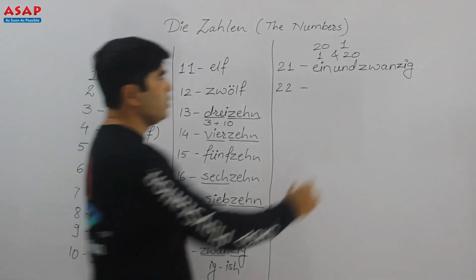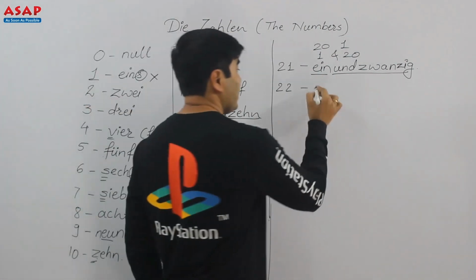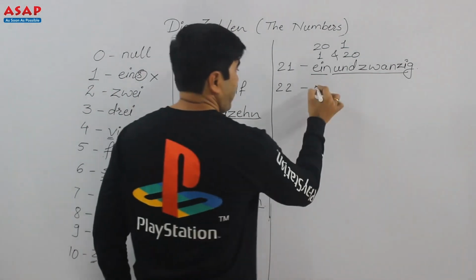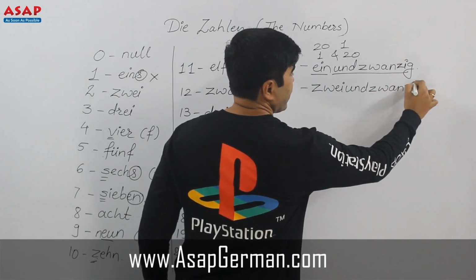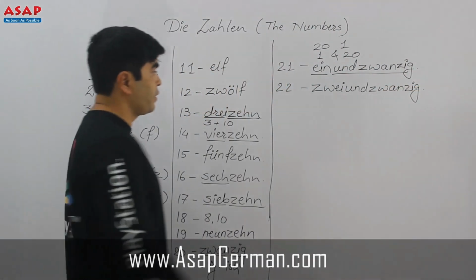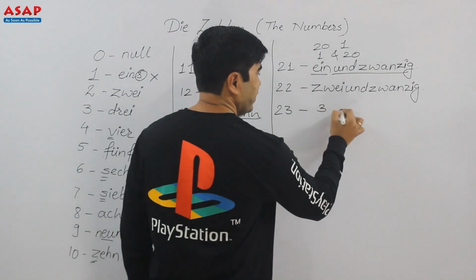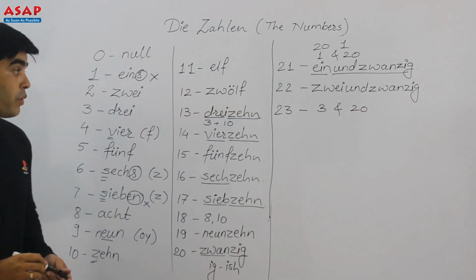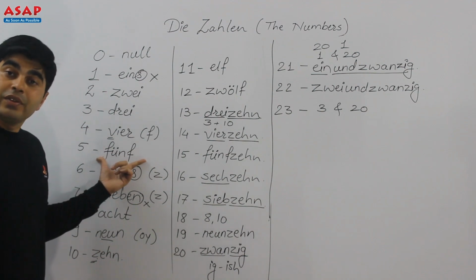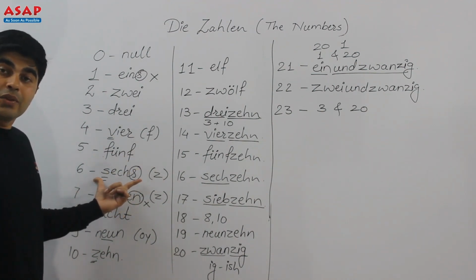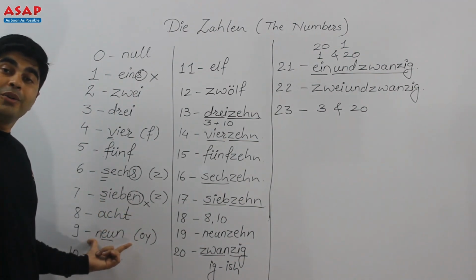So how do you say 22 then? Yes, you understood the logic. This und zwanzig will be fixed. Only ein would change. Instead of ein, you will be using zwei. Zweiundzwanzig. How do you say 23? Of course, it is 3 and 20, dreiundzwanzig. 24 will be 4 und 20, then 5 und 20, 6 und 20, 7 und 20, 8 und 20, 9 und 20.